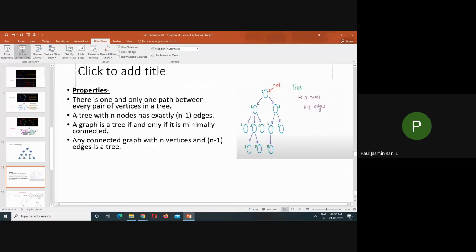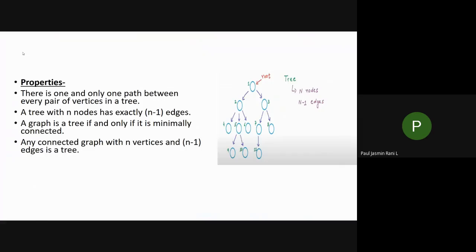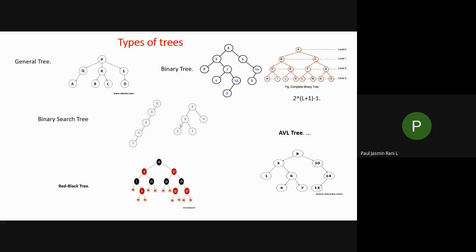Let's see the property of a tree. Always remember this one, I already explained it. When you have n nodes in your tree, you will have n minus 1 edges, not more than that. So this is one of the properties of the tree data structure. When you have 5 nodes in your tree, you will have only 4 edges.